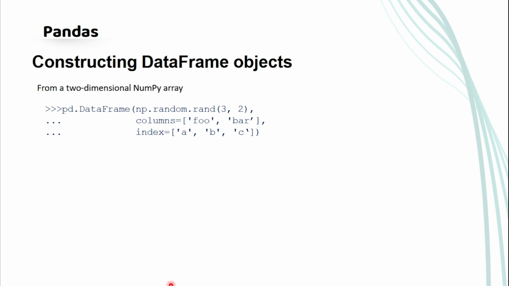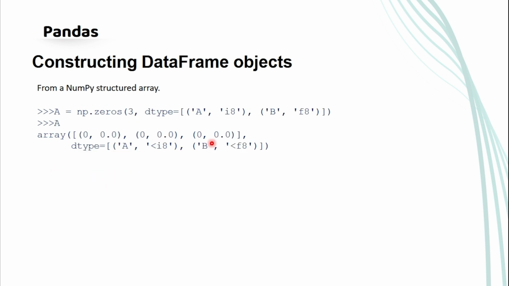And we can construct a DataFrame object from a two-dimensional NumPy array. If we have a two-dimensional NumPy array, we can give the names of the index and the columns, and create a DataFrame. So here we can generate random numbers, 3 by 2. This is 3 by 2, so we can construct a NumPy array, a two-dimensional random array with 3 by 2. And we can assign the columns and the index like this.